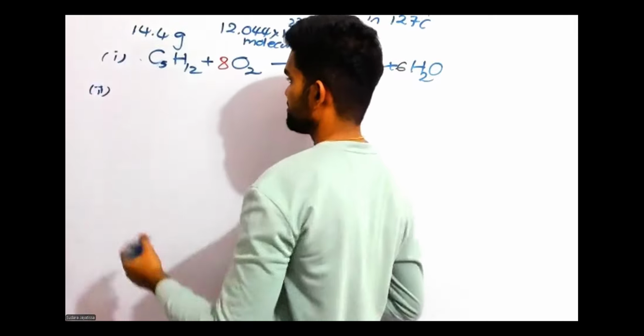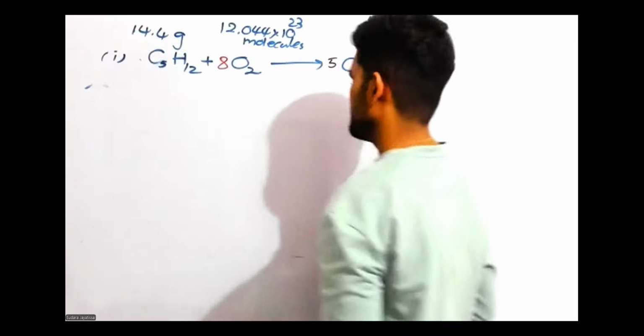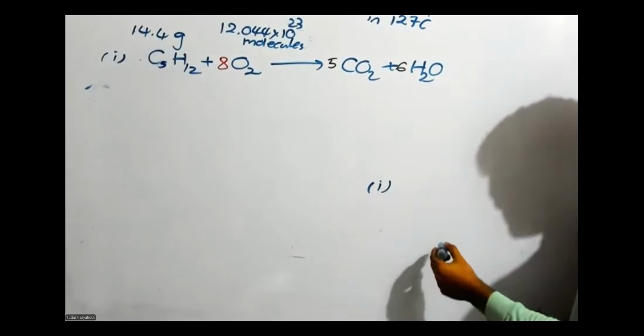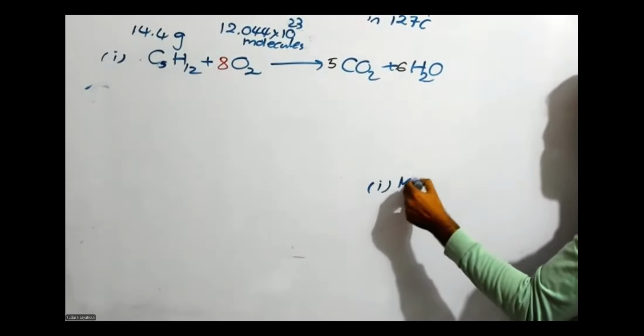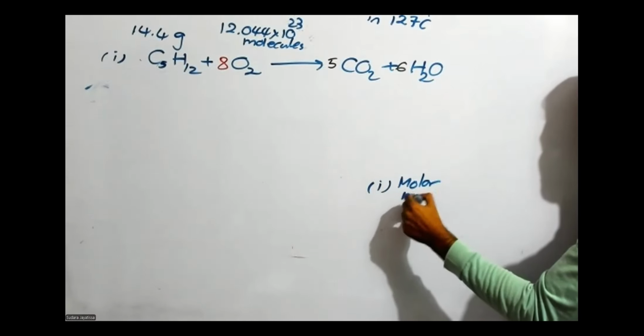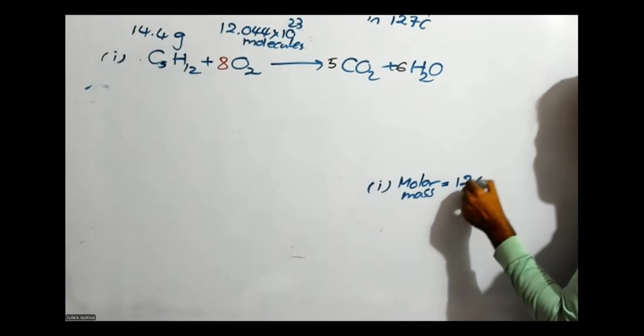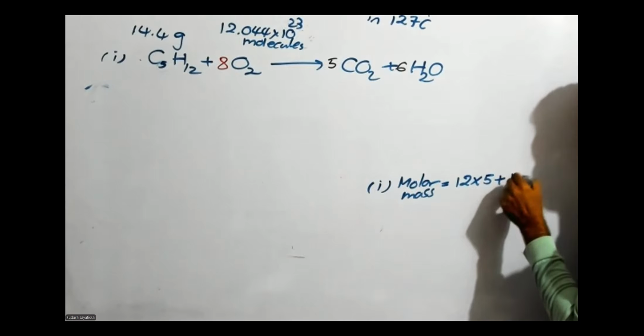For that, we need the molar mass. You have to show how you are finding the molar mass. Marks will be given for that. So 12 into 5 plus 1 into 12.